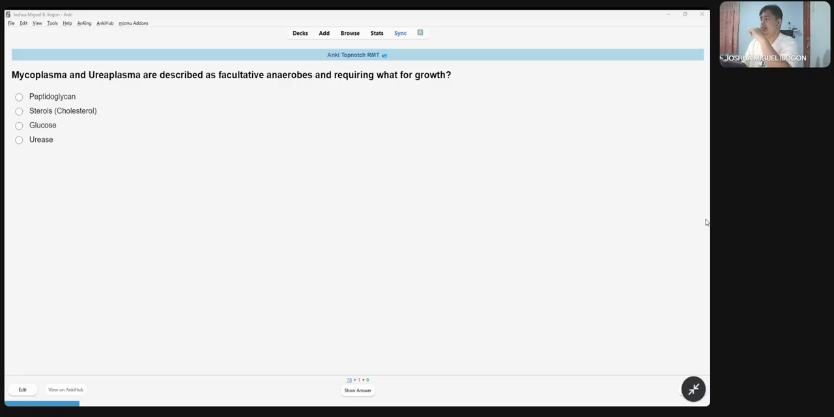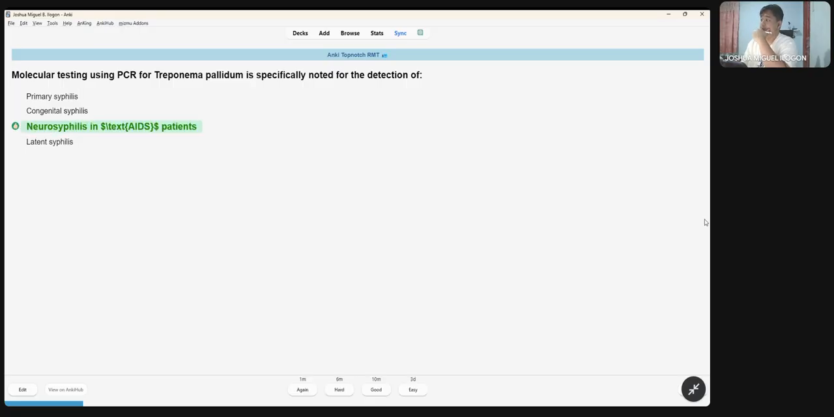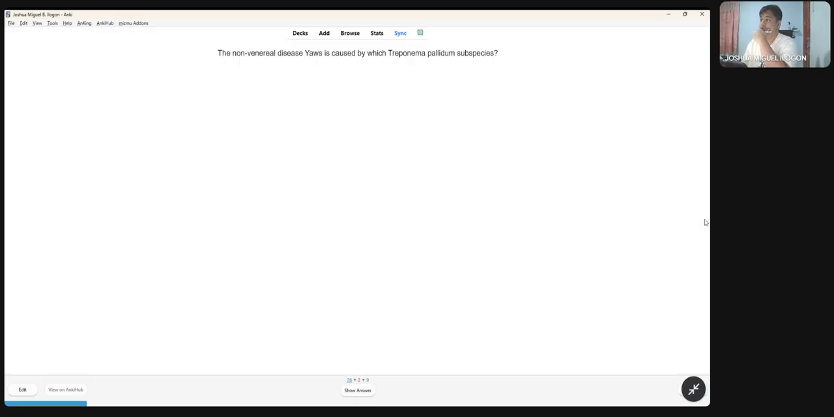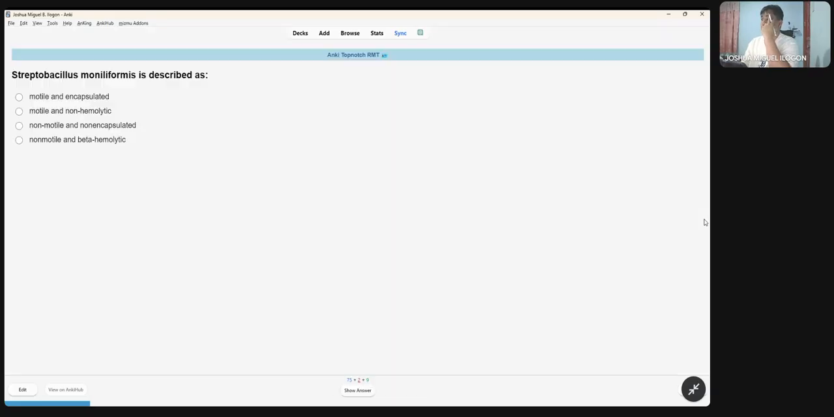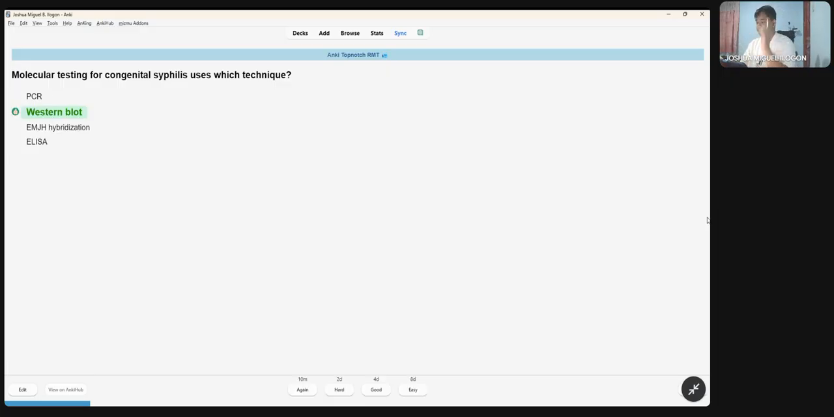Sterols. Treponema pallidum subspecies pertenue. Non-motile, non-encapsulated. Congenital syphilis, Western blot.